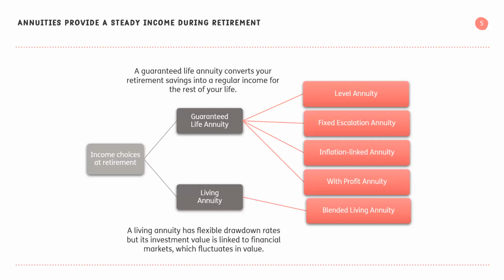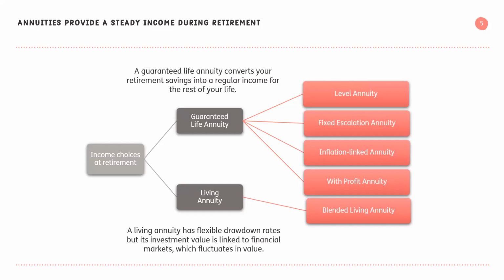So it will give you the highest starting income, but won't protect you against inflation. We've got fixed escalation annuities that we also manufacture. The very popular or common one is a 5% fixed escalation annuity. And clients like that because it provides a fixed increase each year. For example, a fixed increase of 5%.